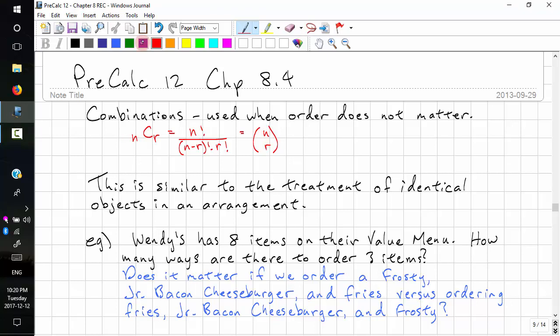And there's some nice properties. So n choose 0 is always 1. n choose n is always 1. n choose 1 is always n, and n choose n minus 1 is always n. And you want to note that this is similar to the treatment of identical objects in an arrangement.